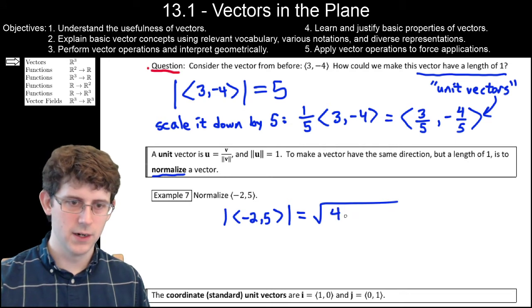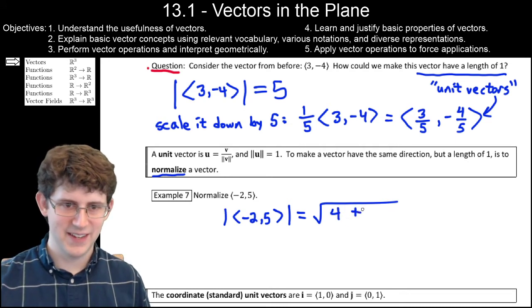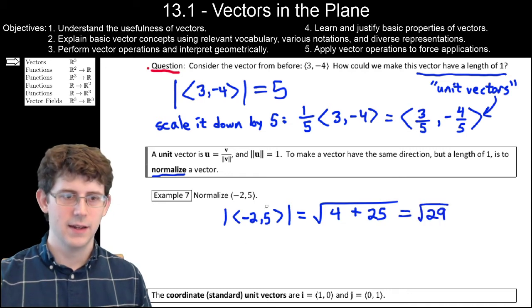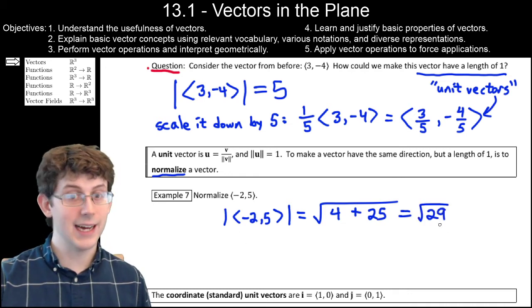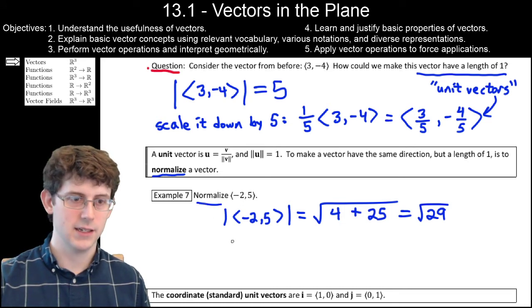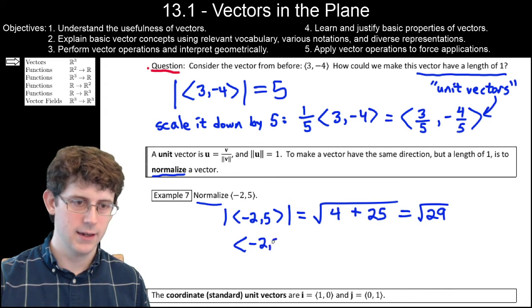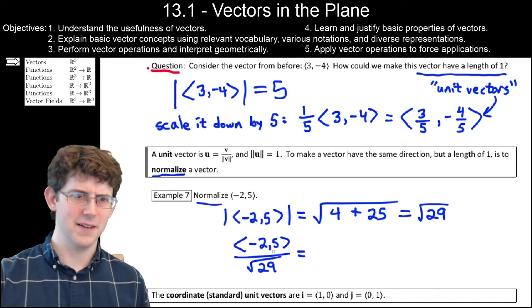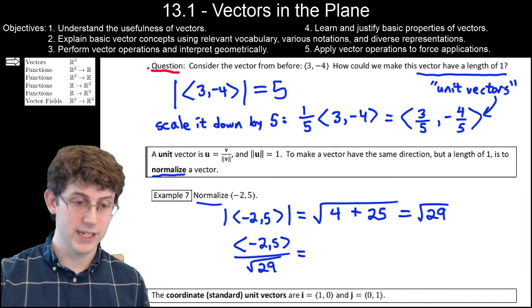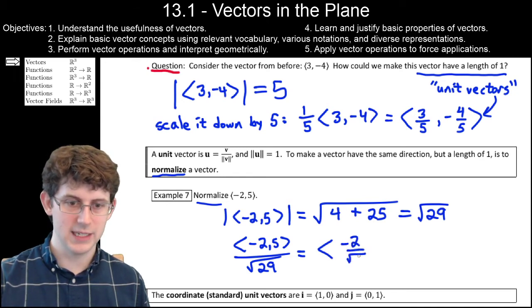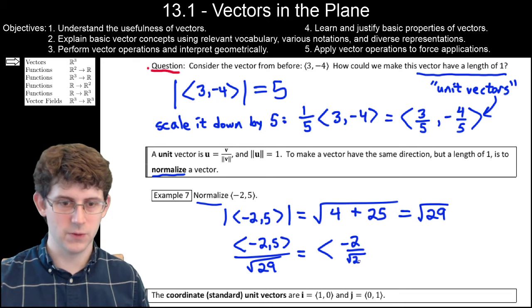2 squared is 4, 5 squared is 25. So I get the square root of 29. This vector has length square root of 29, but I'm looking for a unit vector. That's what normalize means. So I'll divide by its magnitude. To multiply or divide a vector by a scalar, you use it on all of the components. So this whole vector will be scaled down by the square root of 29.